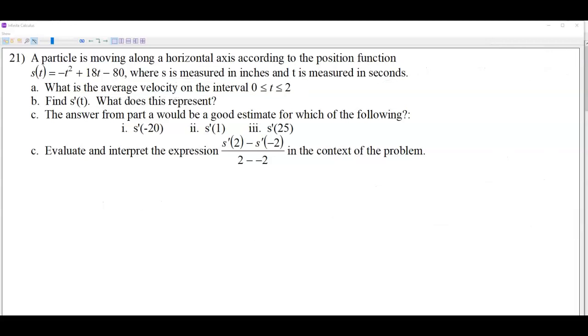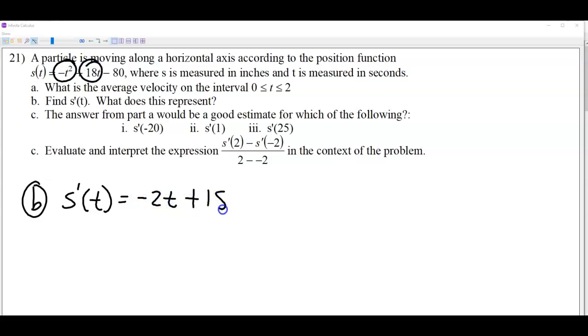Let's go ahead and take a look at part B. Part B asks us to find s prime of t, which means we want to find the derivative of the function s up there. So just applying the power rule, the derivative of that is going to be negative 2t, and the derivative of that is 18. And the derivative of a position function represents a velocity function. And to be more specific, an instantaneous velocity function. So that would be the answer to part B.